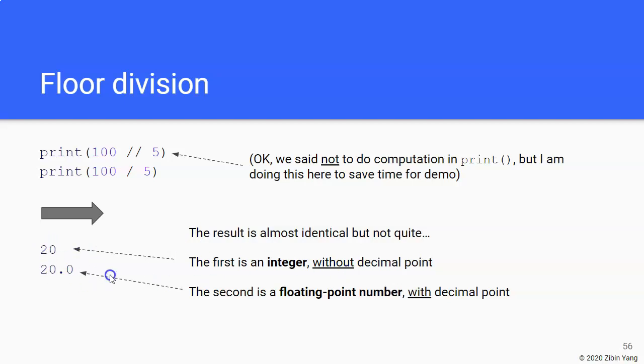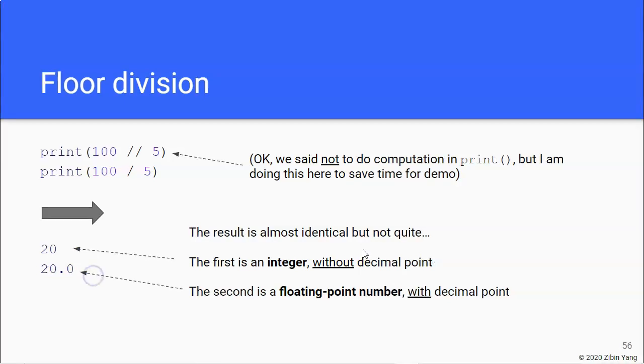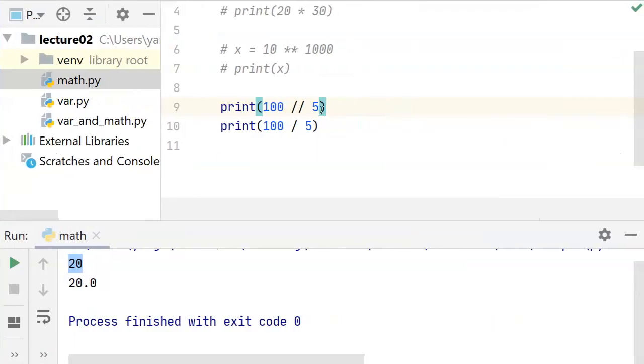The second one is what's called a floating point number. So it's not an integer, and a floating point number is simply a number with a decimal point. So this is 20.0 or 20.0. So they are different, and the differences would be more obvious if we change the number here to, say, 3. And let's run it.